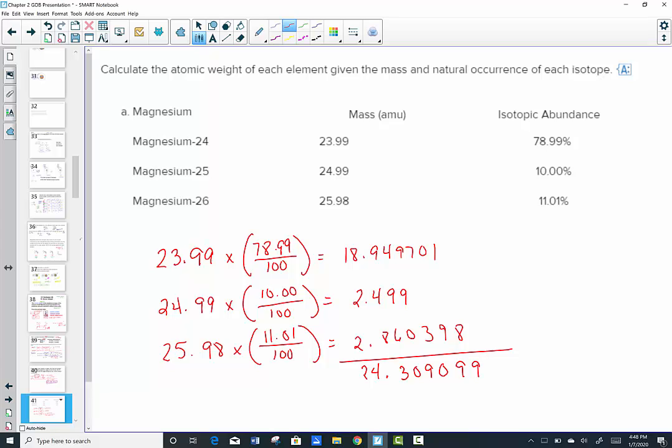Don't leave any decimals off until you consider the very end, because it will help with rounding. We need 4 sig figs or 2 decimals. That means we have to look at this number. Indeed, we have to round up. 24.31 atomic mass units. Calculating average weight of all the different isotopes found in nature for magnesium.